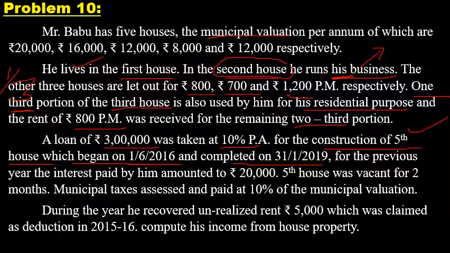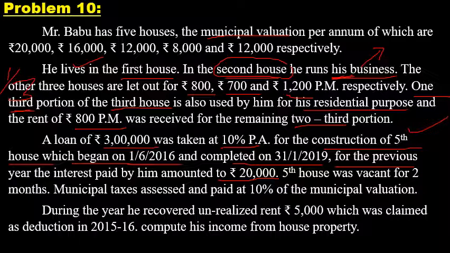And another point, for the previous year, the interest paid by him amounted to rupees 20,000 and that has to be considered again under interest on loan. Here it is directly given, 20,000 interest on loan for the previous year. There are two parts under interest on loan. The first part is 1/5 of the pre-construction period interest, whereas the second part is interest on loan in the previous year, which was rupees 20,000.